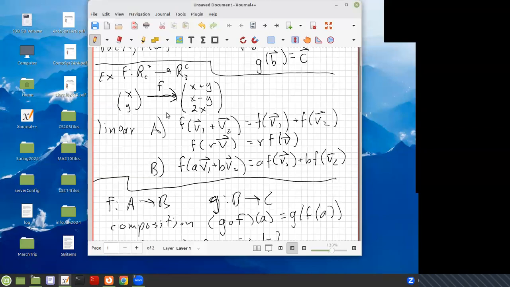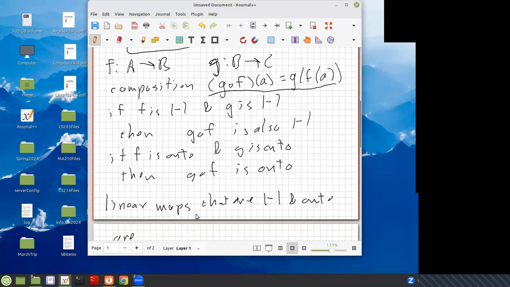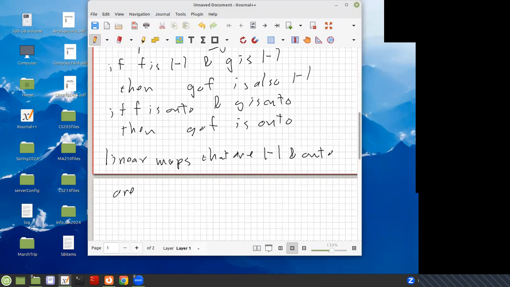And then I went off and reminded you what it means to be linear. And then we came back, and what you mean by this is the definition of composition. A property of composition is that if the two maps involved are one-to-one, then the composition is one-to-one. If the two maps are onto, then the composition is onto. And last time we ended at the point where linear maps that are one-to-one and onto are called isomorphisms.